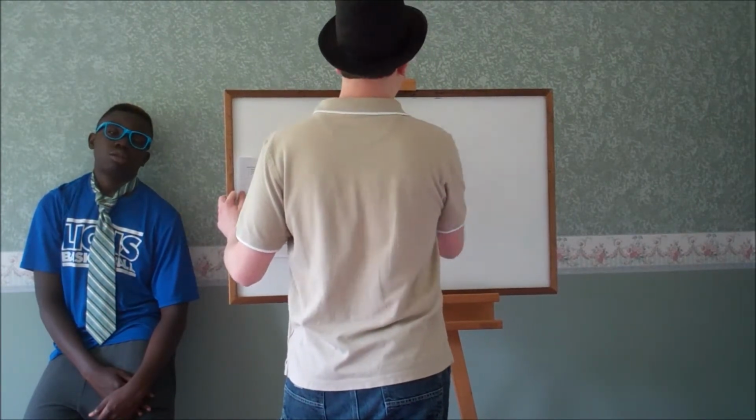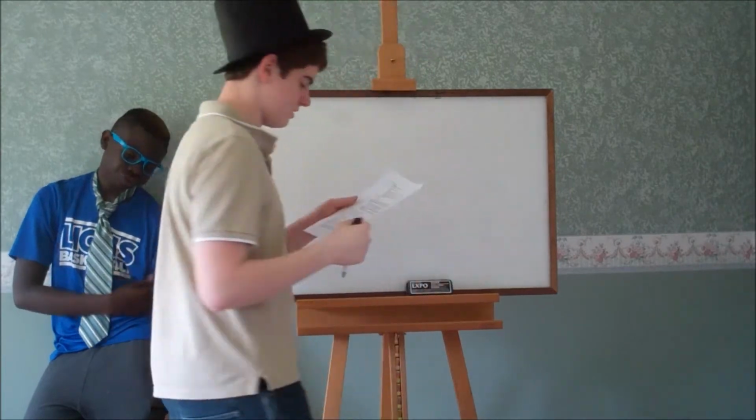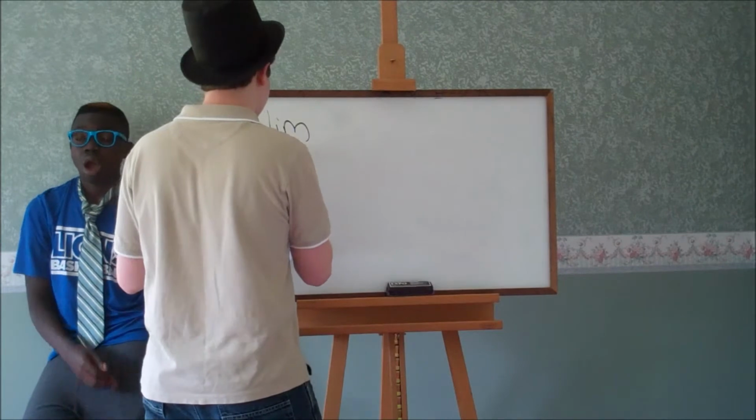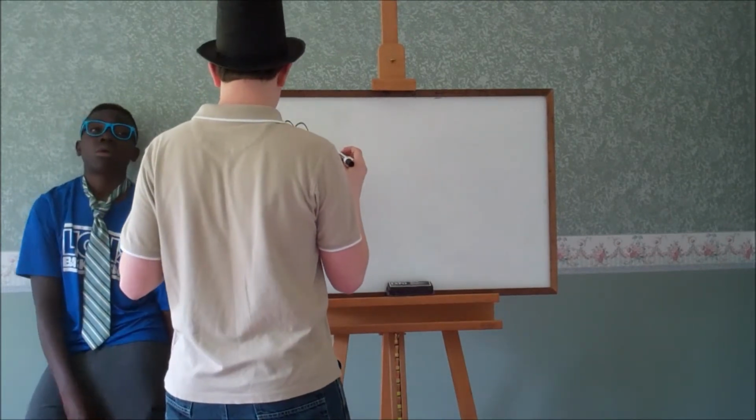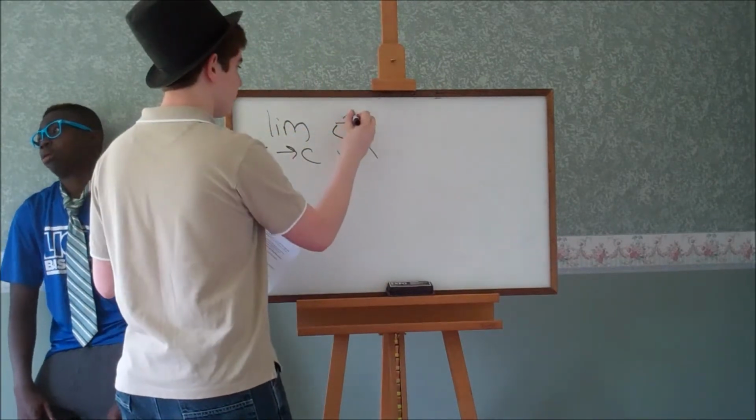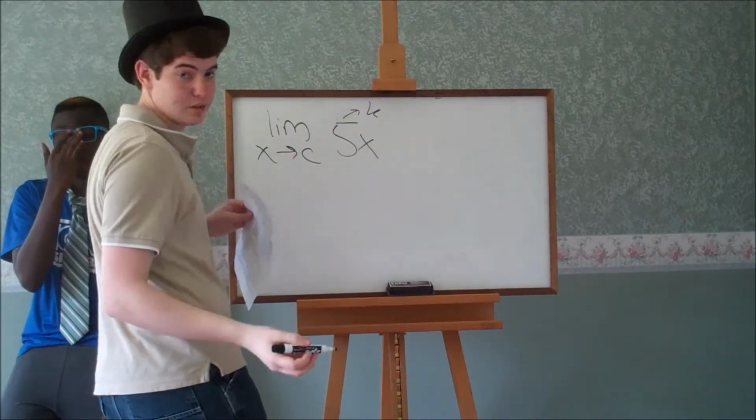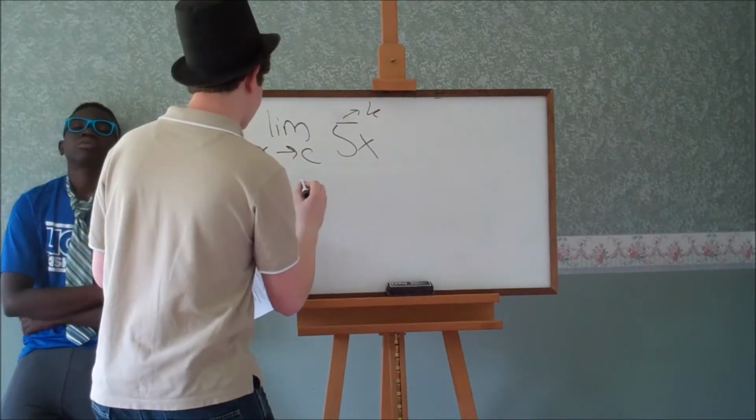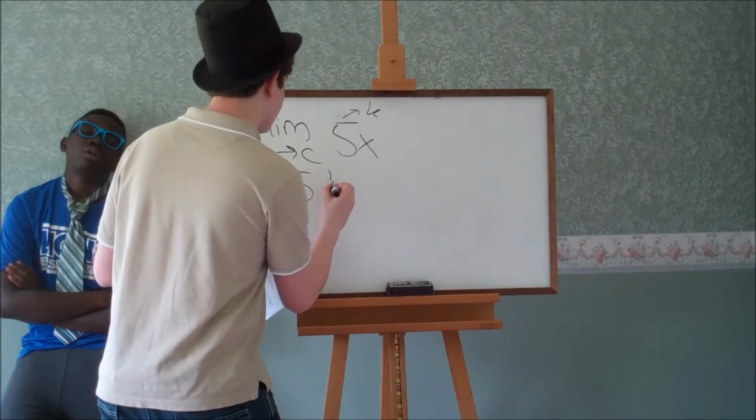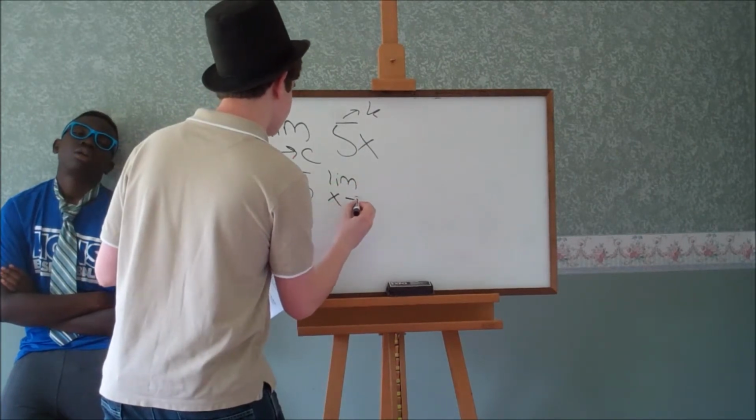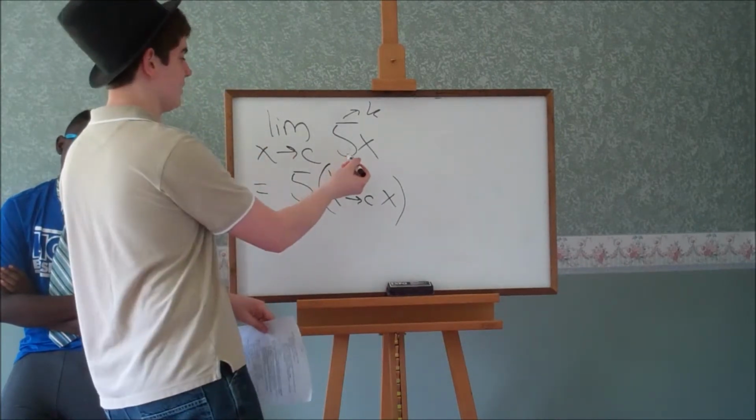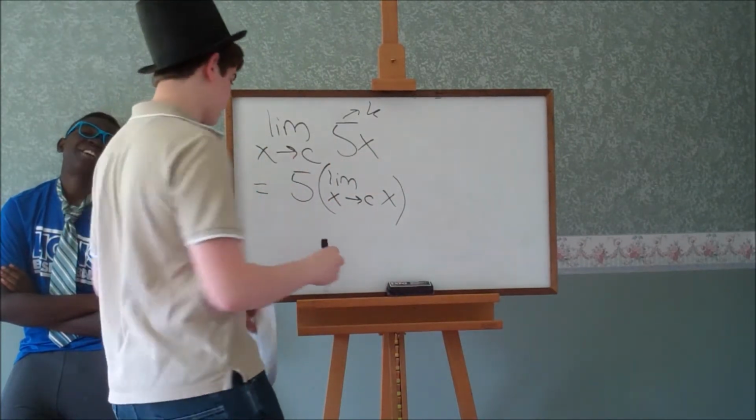There's a couple more. There's one called the constant multiple rule. Say I had the limit as x approaches c of 5x. So this would be the k, and that's of course x. What I can do is put the 5 in front of the limit and have 5 times the limit as x approaches c of x. Now, you would do this part first and then you just multiply by 5. It's the same thing as doing the limit of 5x.